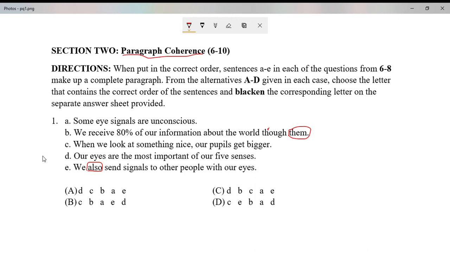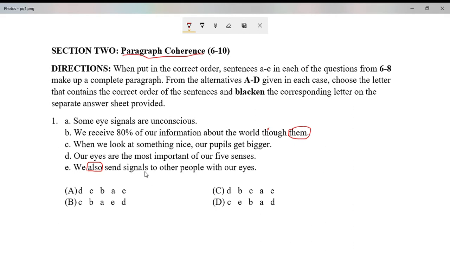You can attempt to order all of them by yourself, although that would, A, take you a long time, and B, you might not get the same kind of order that test makers are looking for. So what I want to do is look at the keywords, the referent words that I have highlighted, and look at what they could be referring to. We receive 80% of our information about the world through them. Them could be referring to what? To pupils? Eye signals? Not really.